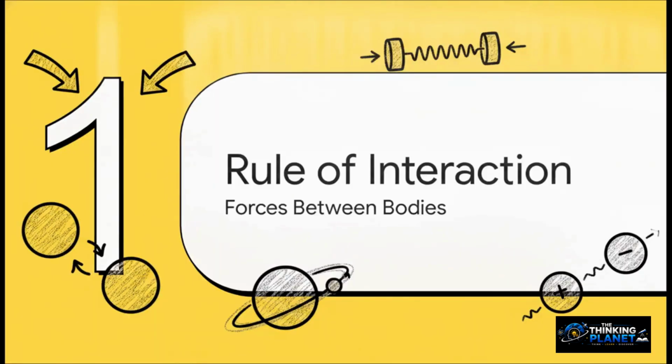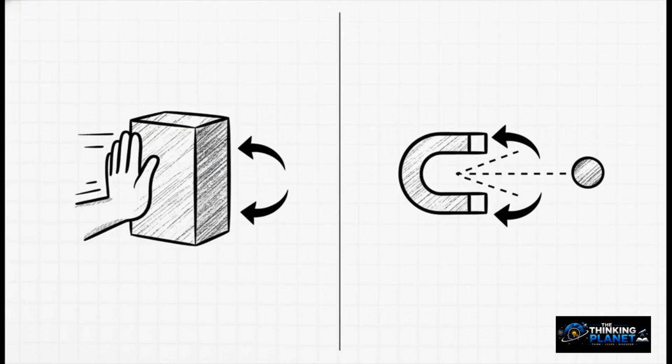All right, Section 1. The rule of interaction, forces between bodies. So the absolute golden rule you've got to remember here is that forces just do not happen in isolation. They require interaction. When two bodies interact, they exert a force on one another. Think of it like a two-way street. You literally cannot have a force generated by a single object just acting entirely alone. That interaction itself, that is the exact birthplace of the force.